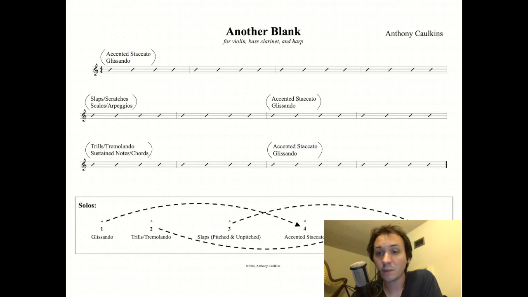It is titled Another Blank, and it follows a basic 12-bar blues structure. The easiest way to read this score is as a basic chord chart, with the rhythm section playing the gestural chords and the soloist playing a gestural solo over the top. The tonic chord is represented by the accented staccato glissando gesture-class set, the subdominant chord by the slap, scratches, scales, arpeggios gesture-class set, and the dominant chord by the trills, tremolo, and sustain notes, chords gesture-class set.